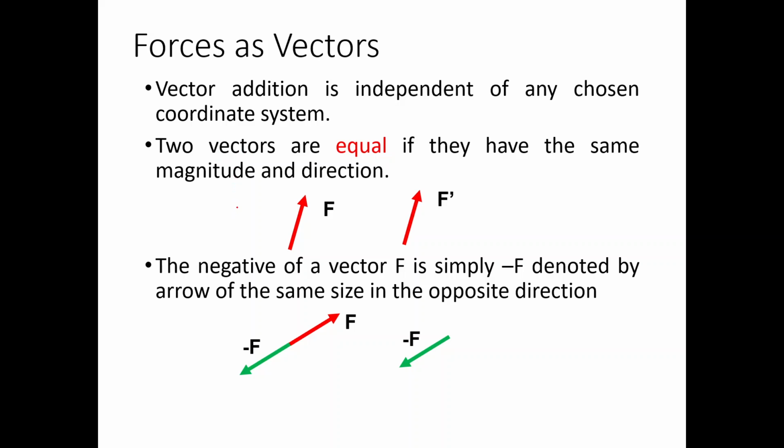You can just read this one. Two vectors are equal if they have the same magnitude and direction. It's very self-explanatory. Let's say F and F prime have the same magnitude and direction, meaning they are equal. Also, if we have a negative force, we denote it as negative F.